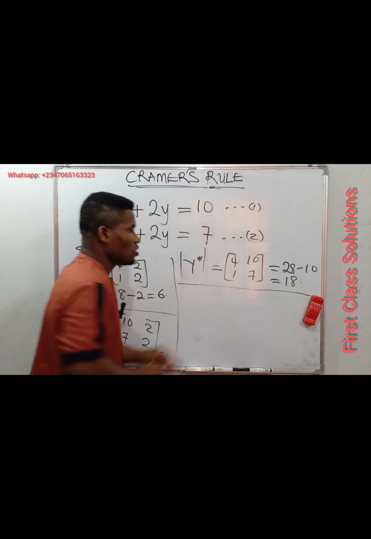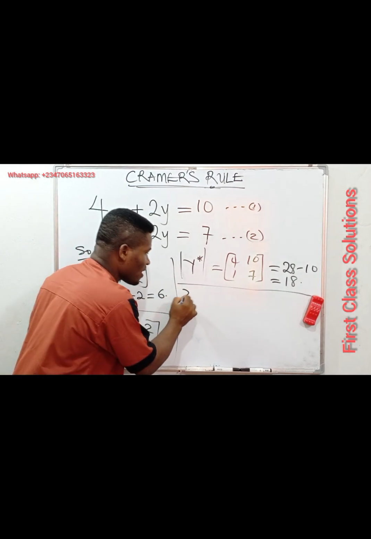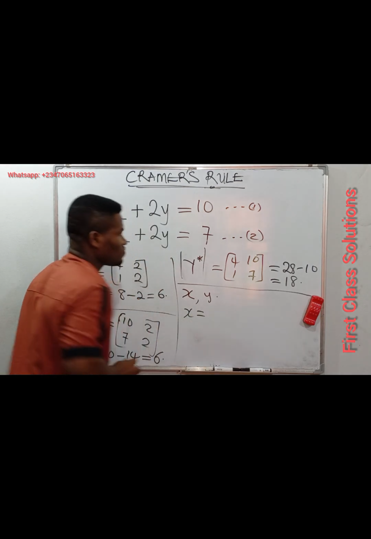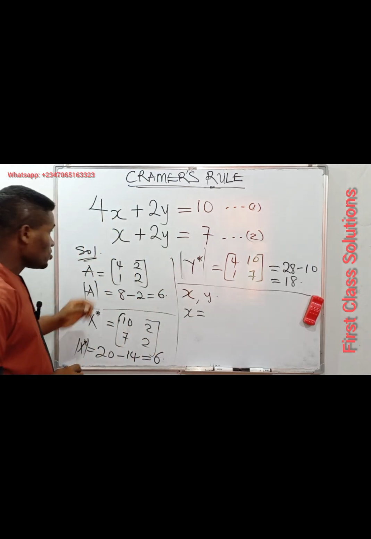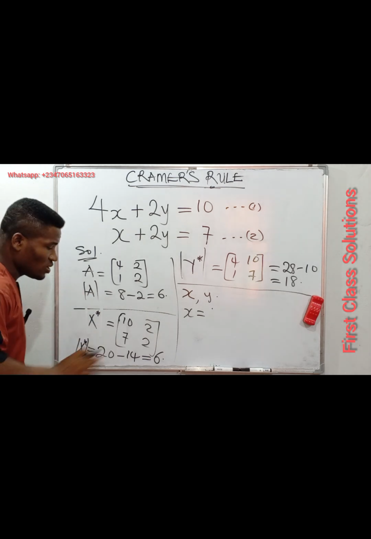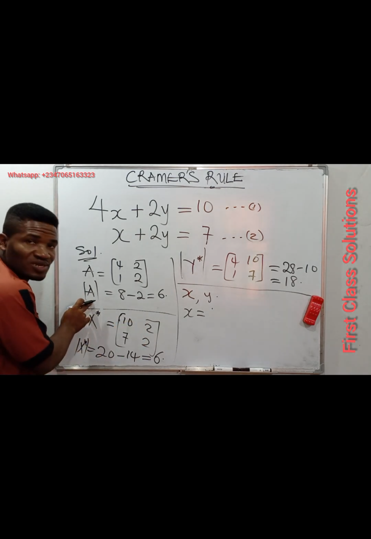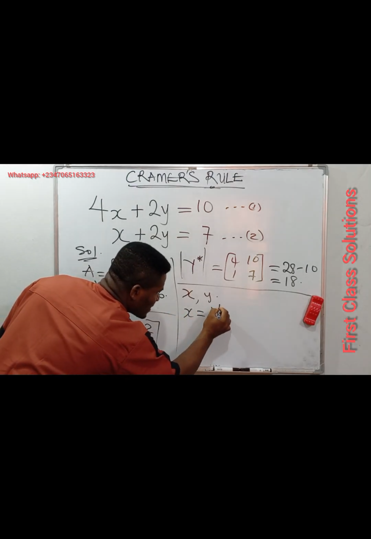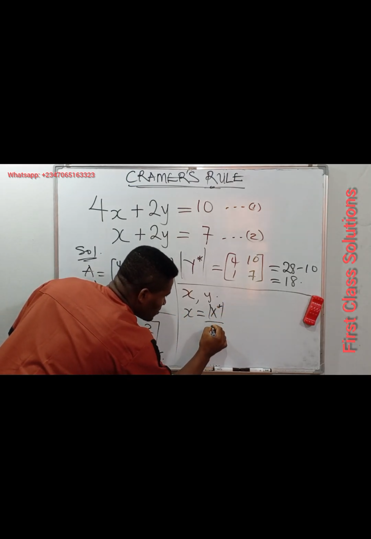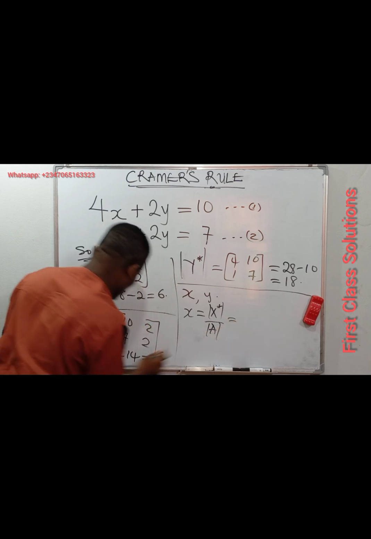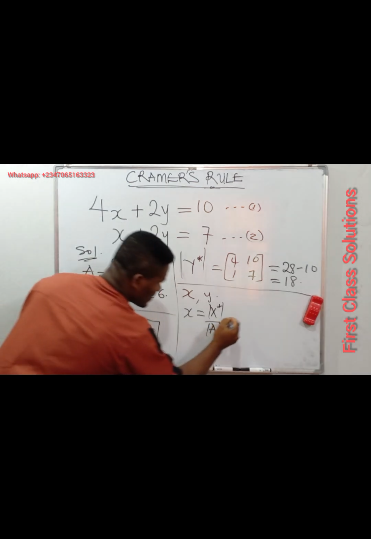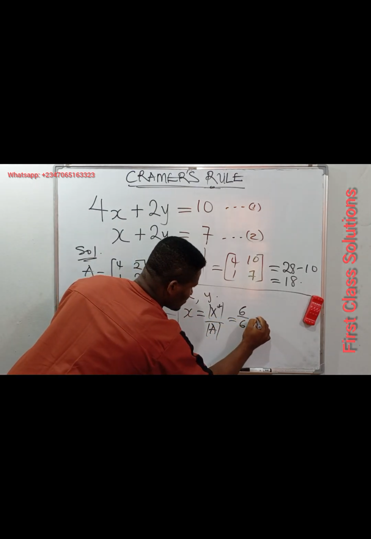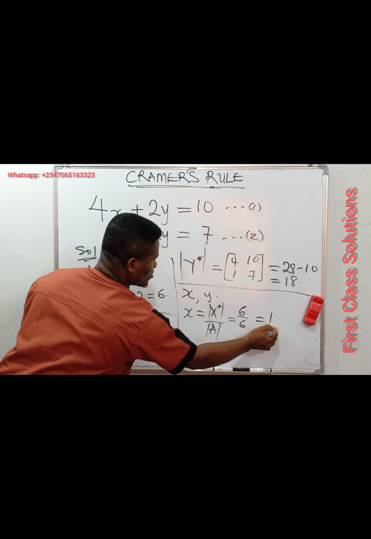This is how we will actually do it. We will now solve for our x and y. This is how we get x using Cramer's rule. To get x, we just do the x determinant over the original determinant. The x determinant is 6, over the original determinant, which is 6. So our x is equal to 1.